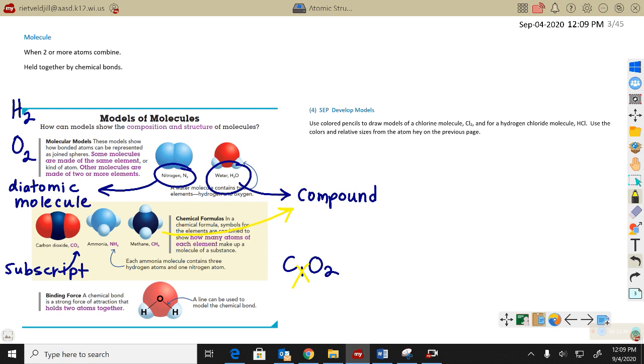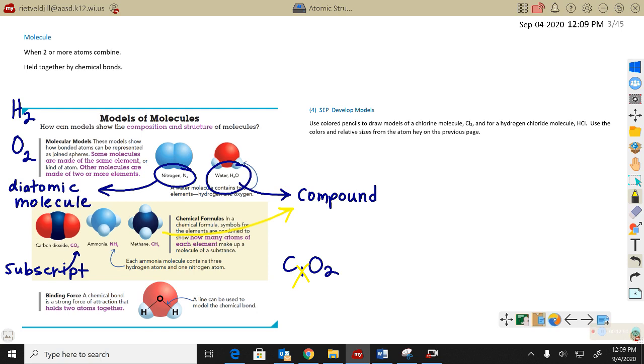So then, number 4, a science and engineering practice, developing a model. Use colored pencils to draw models of a chlorine molecule and a hydrogen chloride molecule. Use the colors and relative sizes from the atom key on the previous page.